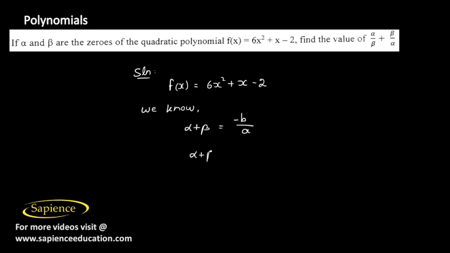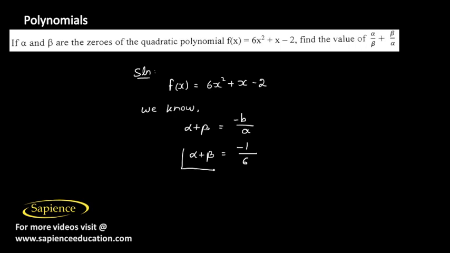Now the next question, similarly we have been given a quadratic equation and we need to find the value of alpha by beta plus beta by alpha. So similar to the last problem, we can use the relation f of x is equal to 6x square plus x minus 2, and we know from the relation between the zeros and coefficients of a quadratic polynomial that alpha plus beta should be equal to minus coefficient of x by coefficient of x square. So in this case, sum of the zeros will be equal to minus coefficient of x, which is 1, and coefficient of x square is 6.